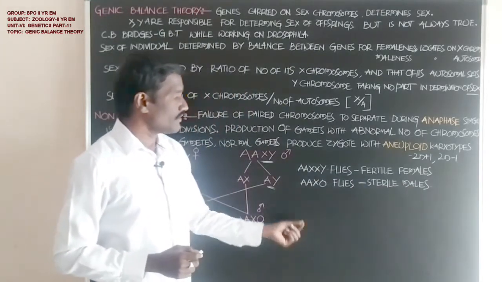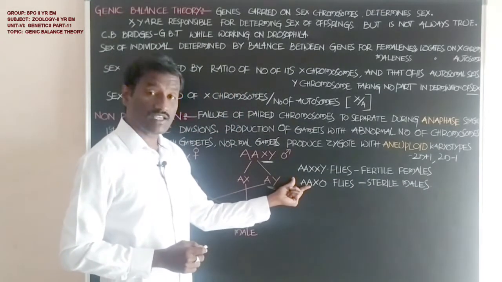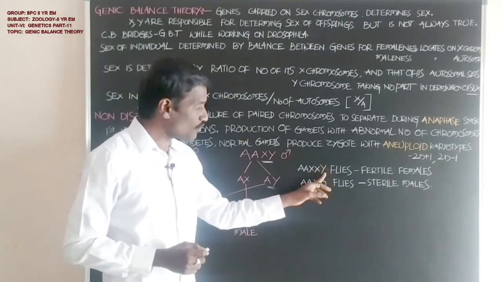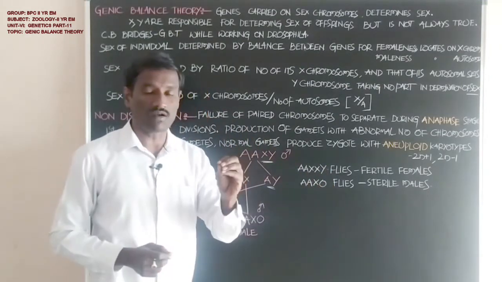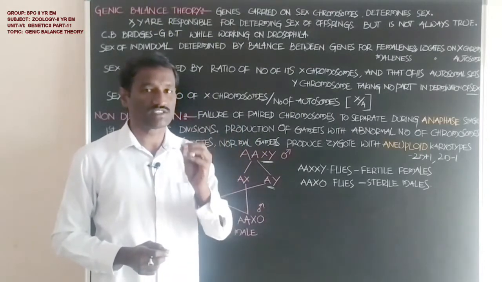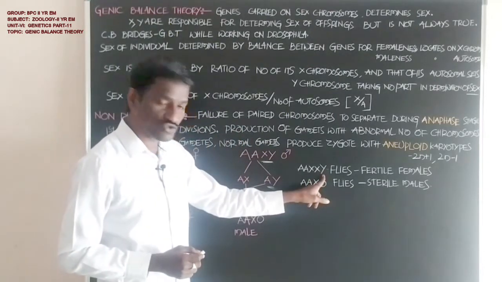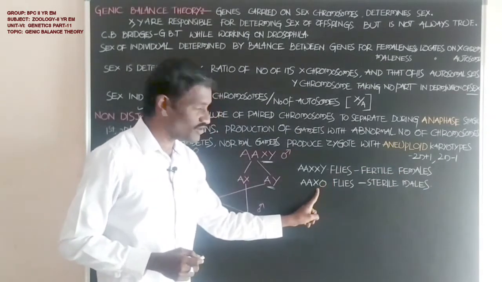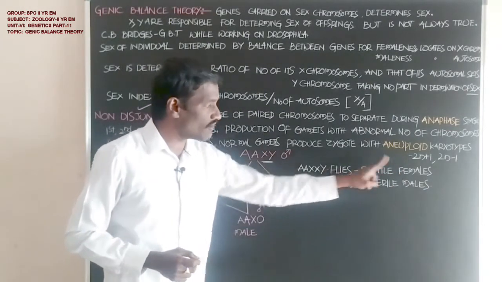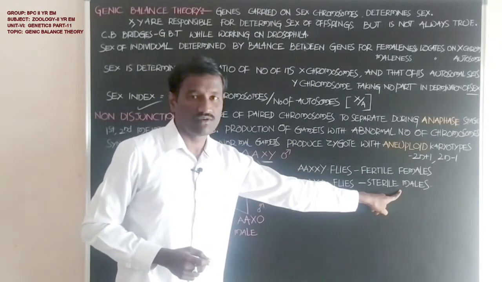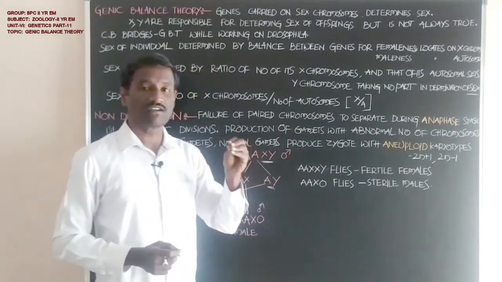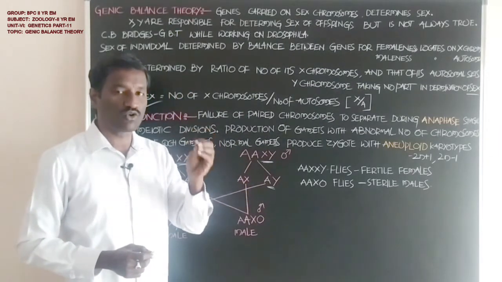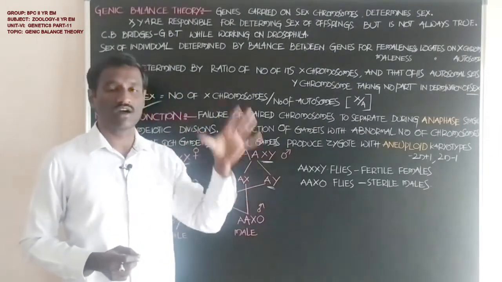Okay, this gives one piece of information: the Y chromosome takes no part in the determination of sex of the offspring. The Y chromosome is present but does not develop into a male. The Y chromosome is absent but does not develop into a female. This concludes that the Y chromosome takes no part in the determination of sex.